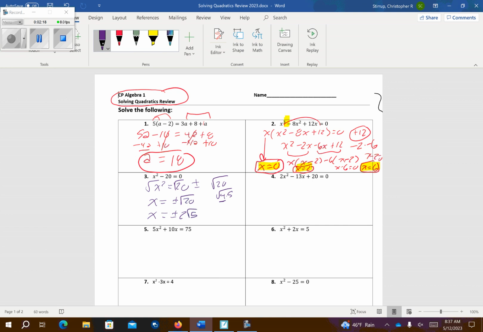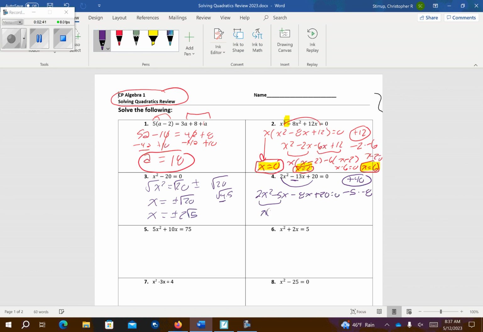For the next problem, it doesn't look like a greatest common factor, so I'm going to multiply those together. So I'm going to get positive 40. What factors of positive 40 add up to negative 13? And that'd be negative 5 and negative 8. If I add those together, I get negative 13. So I'm going to get 2x squared minus 5x minus 8x plus 20 equals 0.